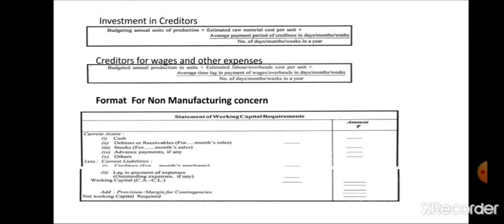First you calculate investment in the creditors: budgeted annual units of production into estimated raw material cost per unit into average payment period of the creditors in days, divided by number of days. Similarly, credit for wages and other expenses: budgeted annual production in units into estimated labor or overhead cost per unit into average time lag in payment of wages and overheads in days, month or week, divided by number of days. So this is the format for estimation of working capital requirement for a manufacturing firm.